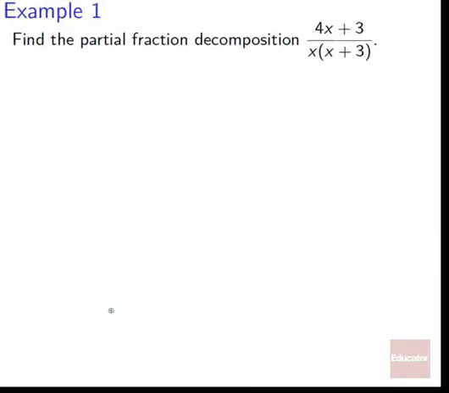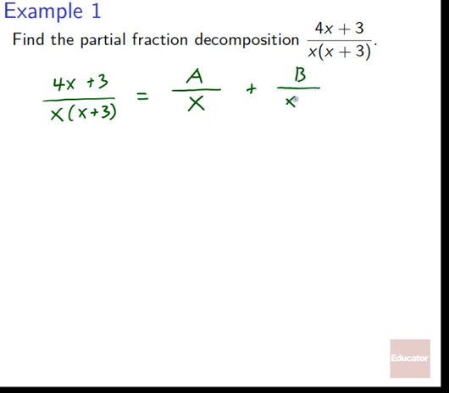All right, first example, a nice simple example to get things started off with. Find the partial fraction decomposition for 4x plus 3 over x times x plus 3. So we have 4x plus 3 over x times x plus 3. Now that's going to be equal to, we've got two linear factors on the bottom, so A over x, our first linear factor, plus B over x plus 3.